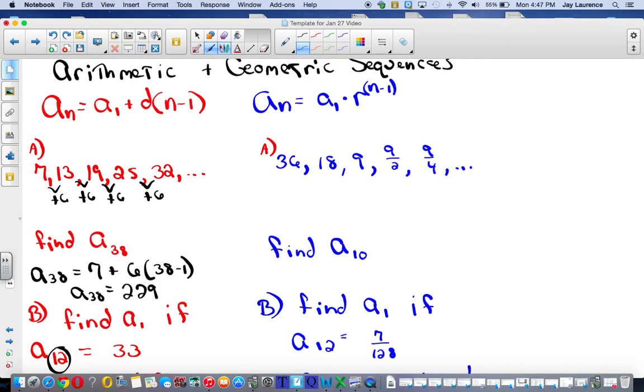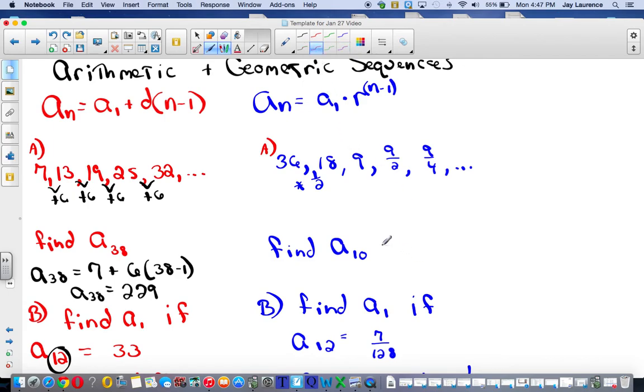All right, we can do similar things with geometric sequences. Remember, that's when they're going to be like exponential. We've got the same equation. There we go. We've got 36, 18, 9, 9 halves, 9 fourths. Well, it's dividing by 2 every time, right? Or you could say it's multiplying by a half. All right, so we're going to multiply everything by half.